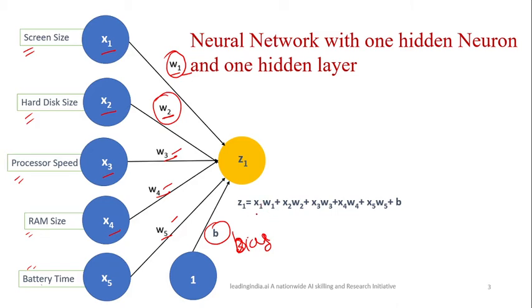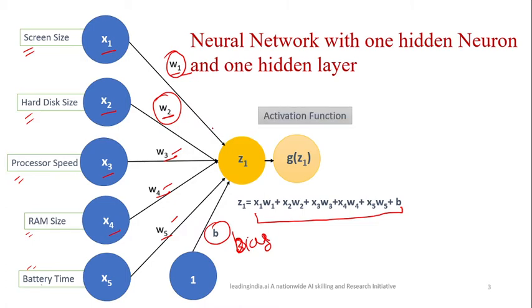Now this z1 is a linear function of weights and input. But the cost of this computer is not a linear function. So what we need to do is introduce a non-linearity. This non-linear function is known as the activation function, which makes this z1, which is linear in nature, into non-linear. We'll talk about the activation function in upcoming slides.